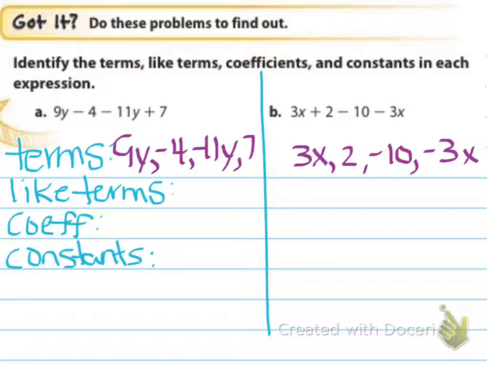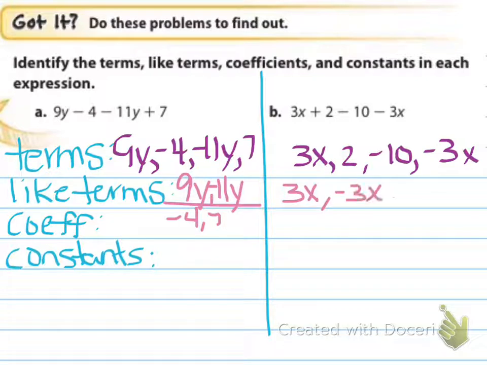As far as like terms go, for A, we have our 9y and our negative 11y, and we also have our negative 4 and our 7. Those are in two different sets of like terms. And then over here we have our 3x and our negative 3x, and separately we have our positive 2 and our negative 10.